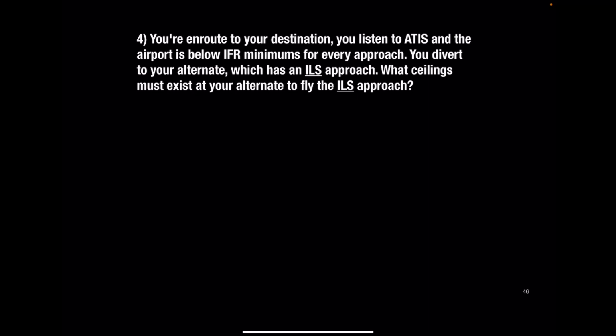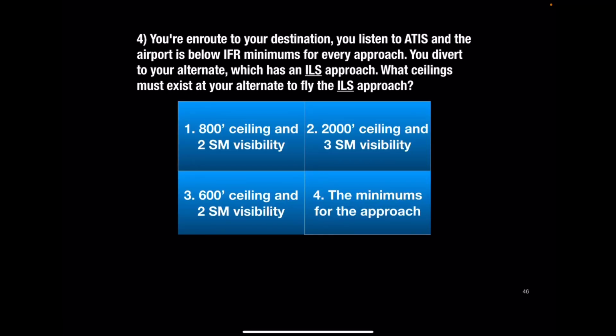Okay, question 4. You're en route to your destination. You listen to the ATIS and the airport is below minimums for every approach. What ceilings must exist at your alternate to fly that approach? All right, I'll give you 15 seconds. 5, 4, 3, 2, 1.